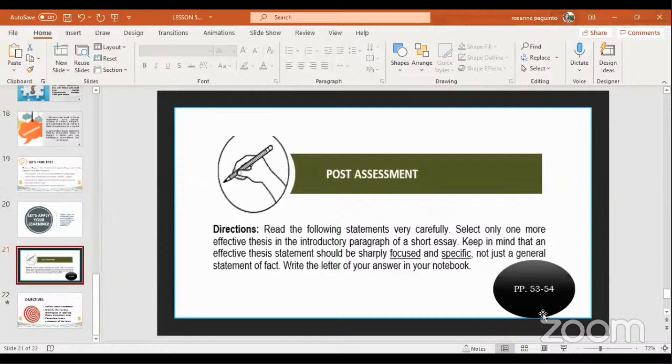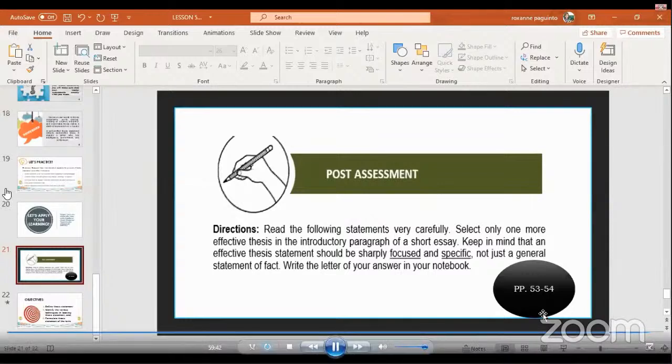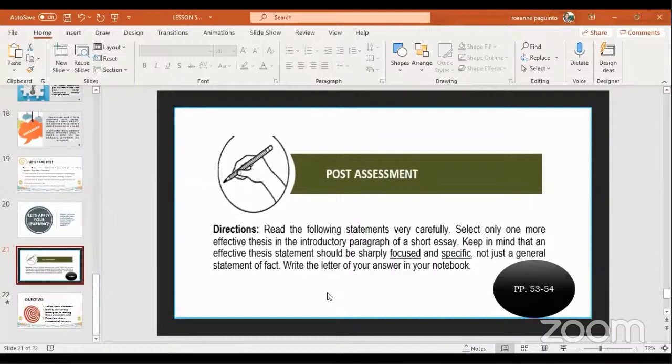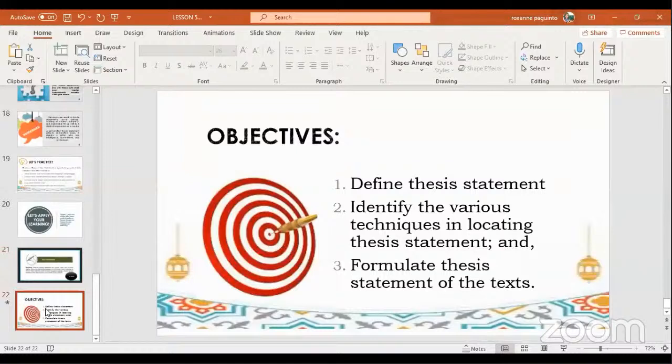My final takeaway is identifying the topic that is most appropriate in the claims. Then, the four questions when formulating the thesis. Where is the thesis statement? Is your thesis statement specific? Is your thesis statement too general? Is your thesis statement clear? That is my takeaway, ma'am. Okay, thank you so much.